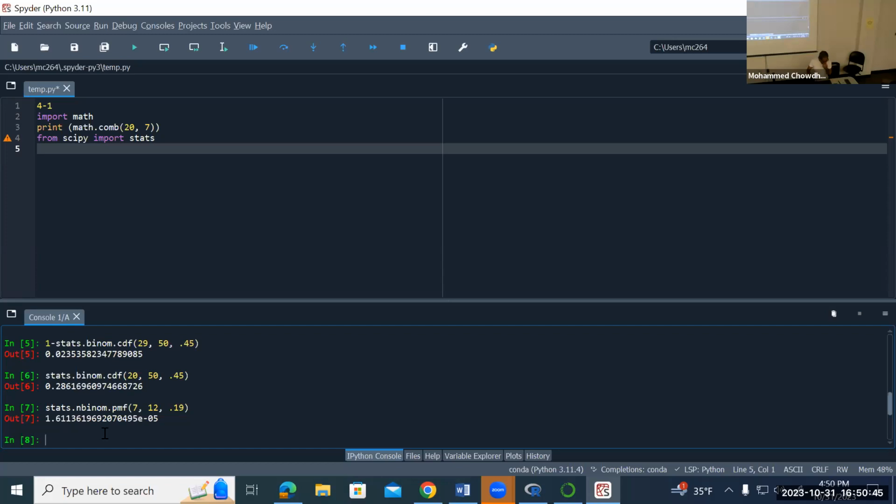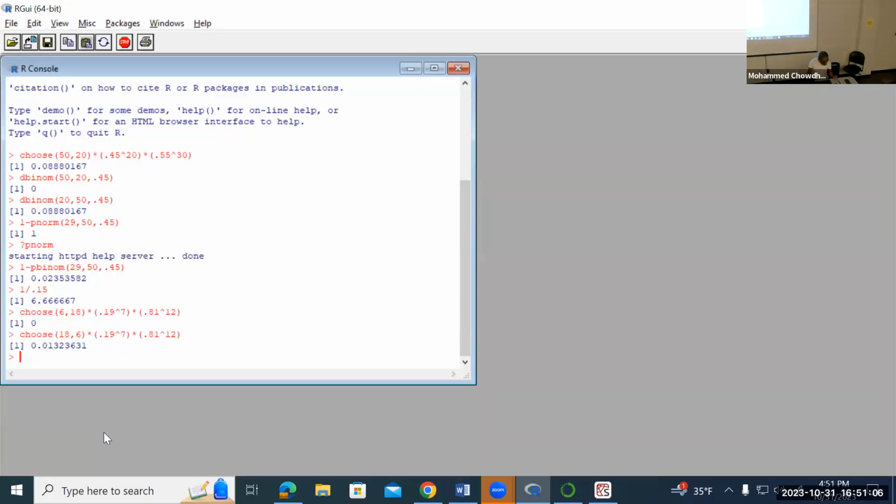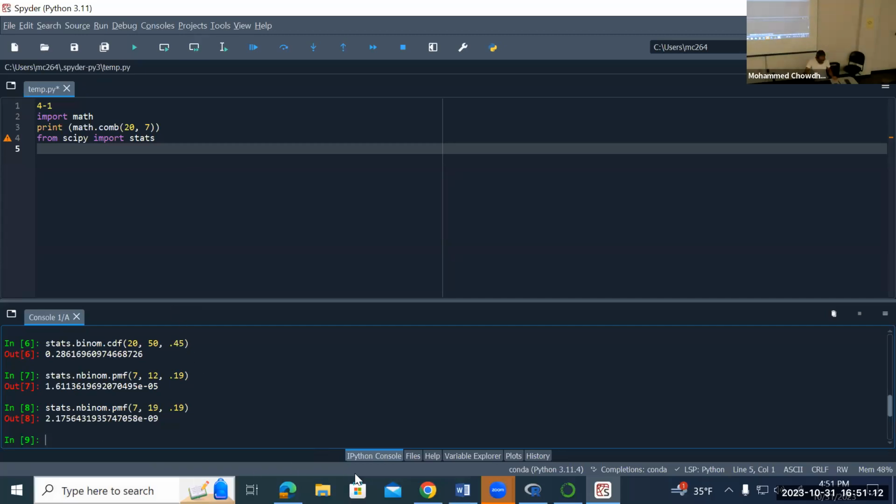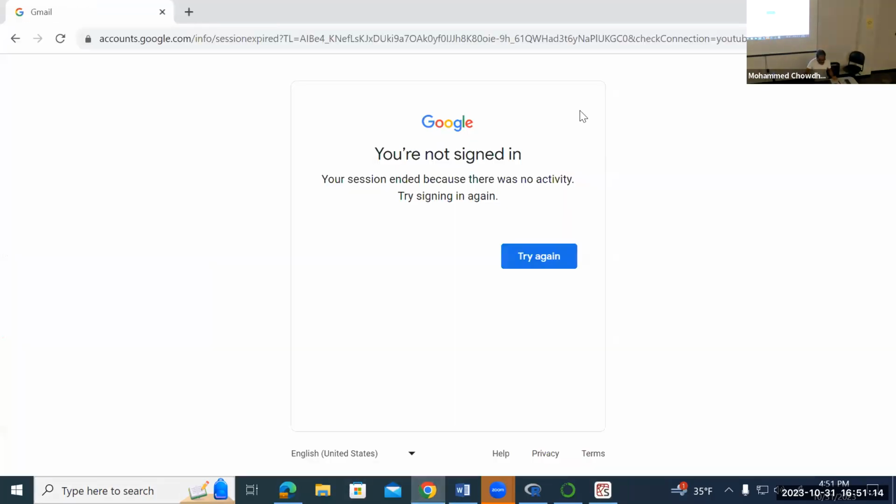Okay, could you find this one? Let me check. It should be 7 successes and 19. What are we getting in there? 0.0132. Python code for negative binomial.